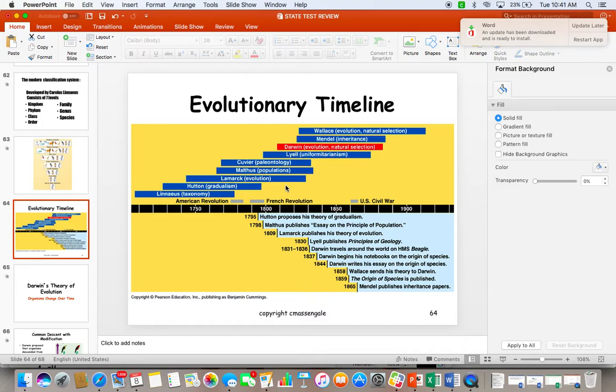Malthus, remember, is your math guy. Malthus was the one that said that all the resources on Earth would run out and we would all die. But still, that got Darwin to thinking about limiting factors. Lyell was your geologist, and he said that the Earth was a lot older than anyone ever thought. And so Darwin put all those pieces of information together, and he came up with natural selection.